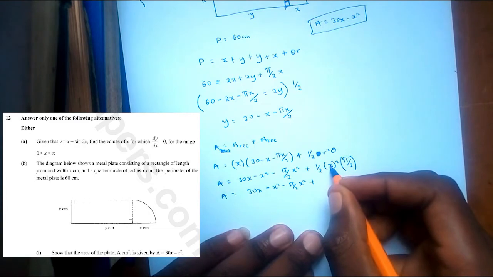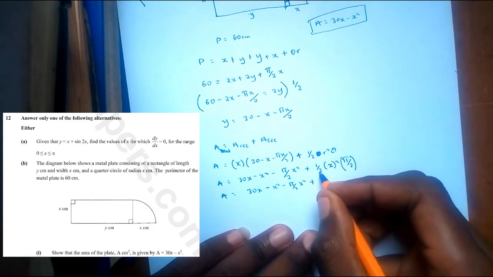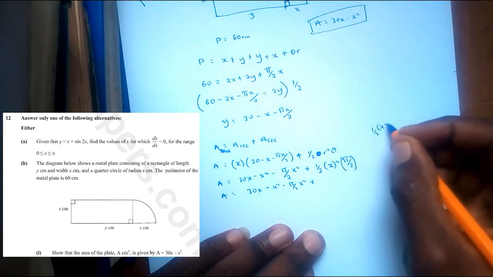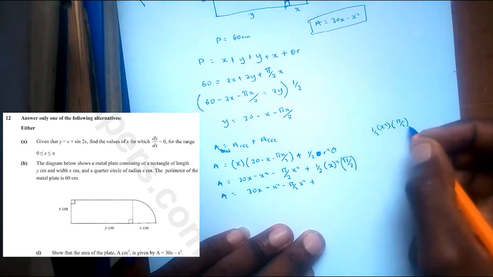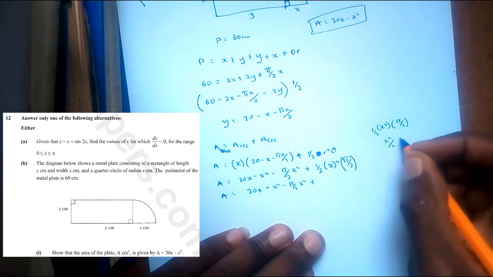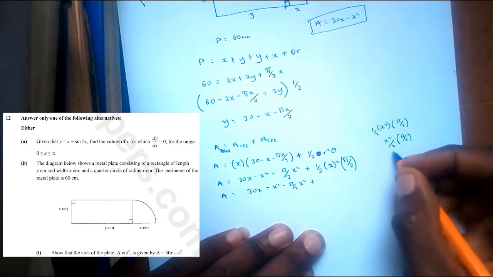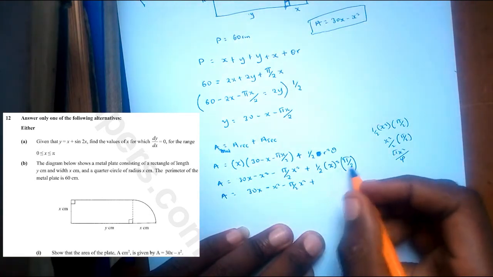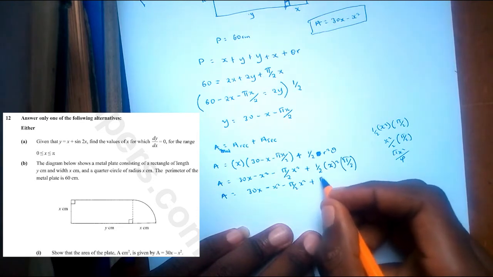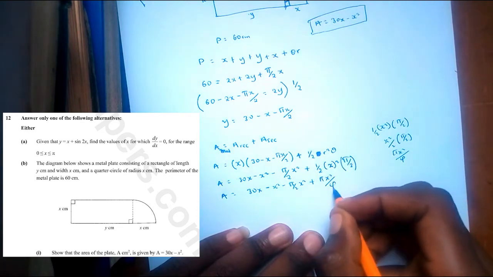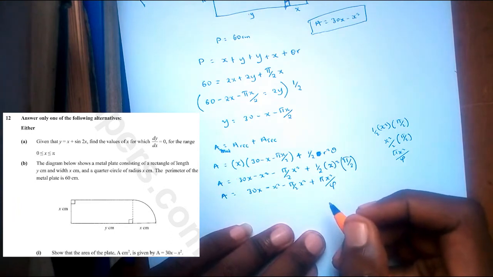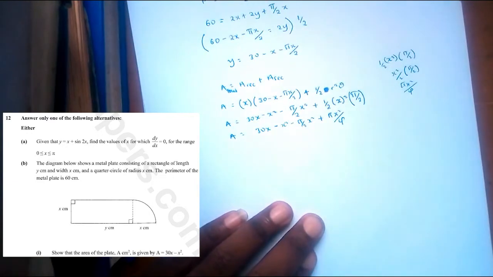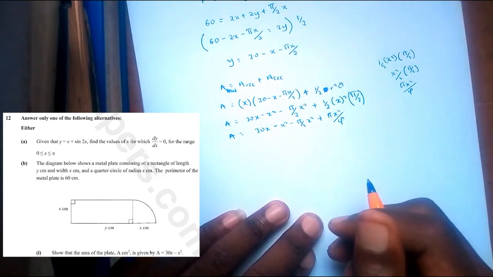This is x squared, then x squared times 1 over 2, so 1 over 2, then this is x squared, then this is pi over 2. So this time this is just x squared over 2 times pi over 2, then this is going to be pi x squared over 4.